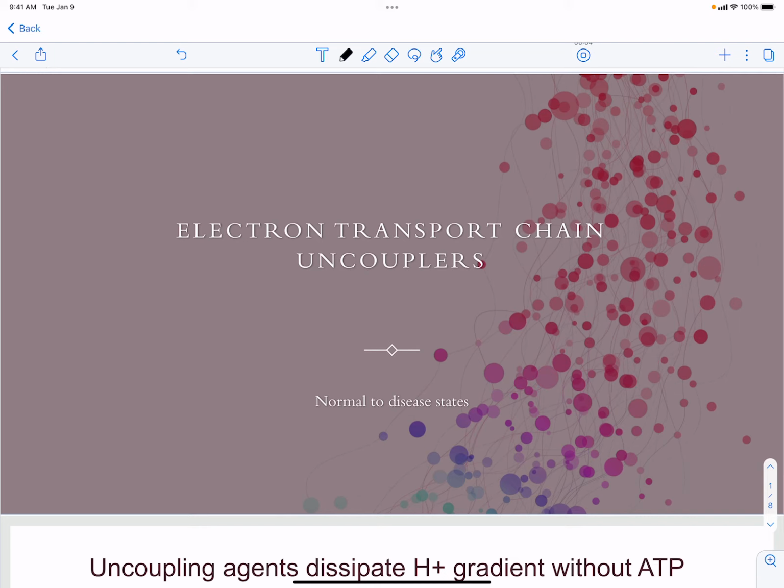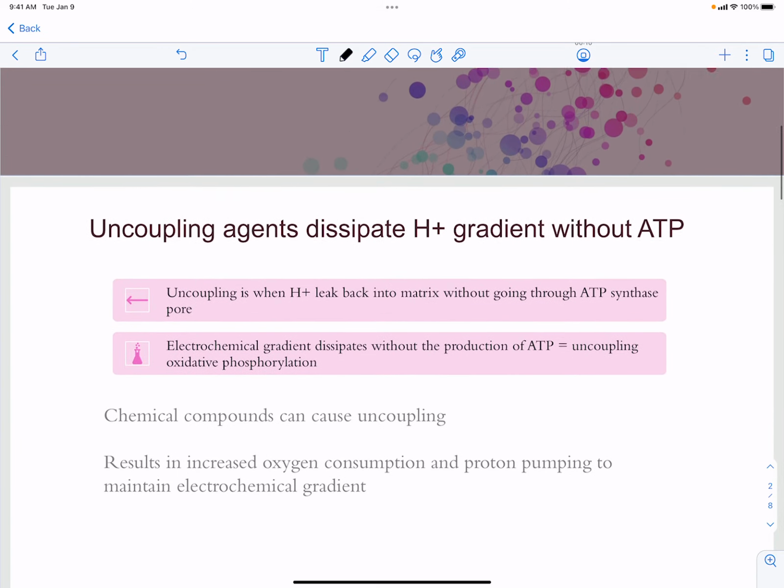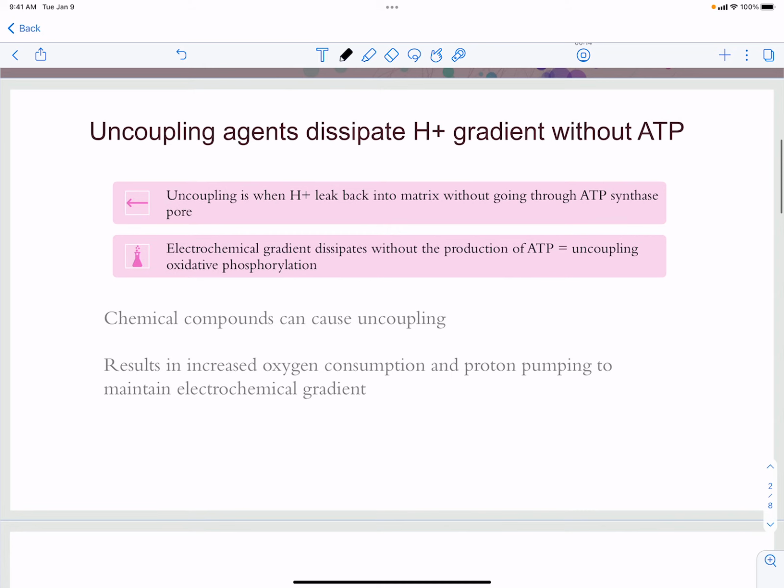So here we're going to talk about uncouplers of the electron transport chain. And uncouplers, the meaning is to cause the dissipation of the proton gradient without the generation of ATP. So in essence, an uncoupler of the inner membrane of the mitochondria is when you allow the hydrogen ions to leak back into the matrix without going through ATP synthase. And this in turn will not generate ATP, but rather will potentially generate heat, for example.